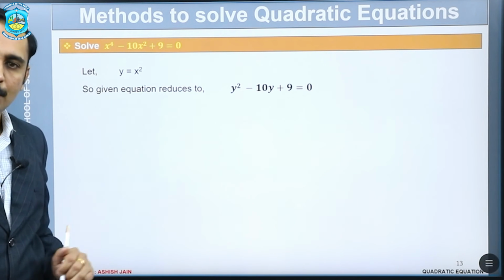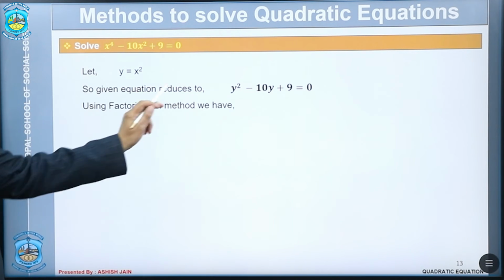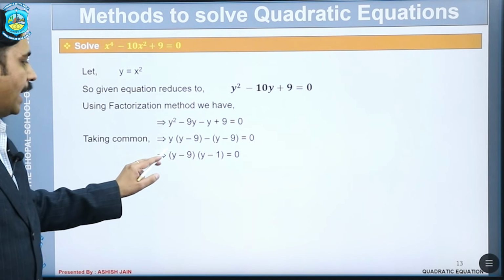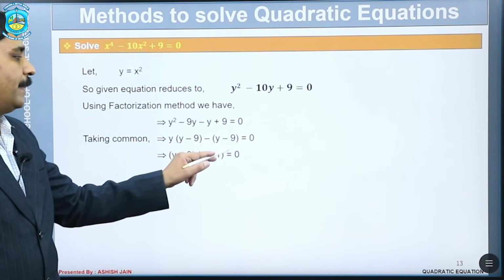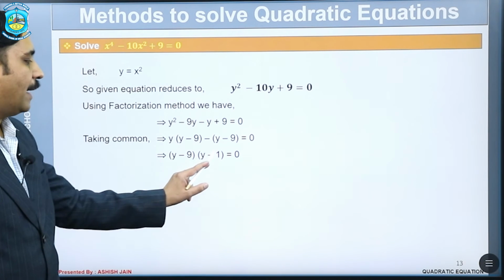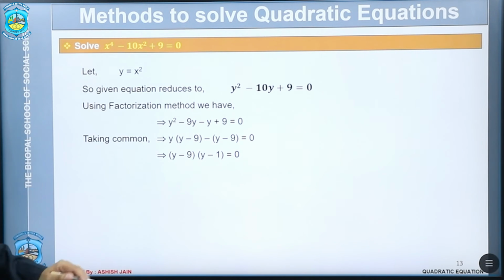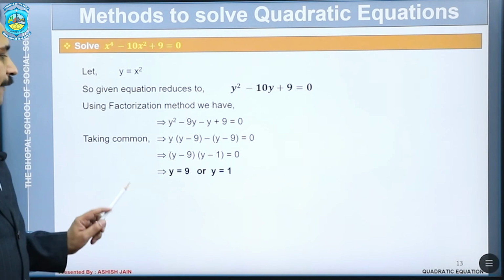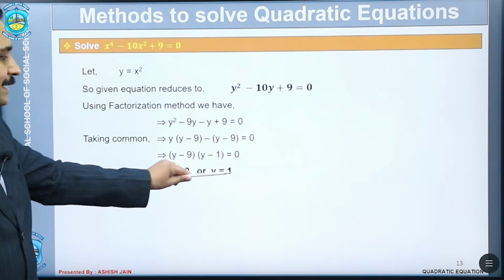We will use the factorization method to solve it. So we will reduce this in terms of its factors. We are having it like this: y into (y minus 9) minus 1 into (y minus 9) is equal to 0. We take y minus 9 as common. We are left with (y minus 9)(y minus 1) equal to 0. Now here we have two factors. Either we equate this to 0 or this to 0. So we have two values of y. First is 9, second is 1.